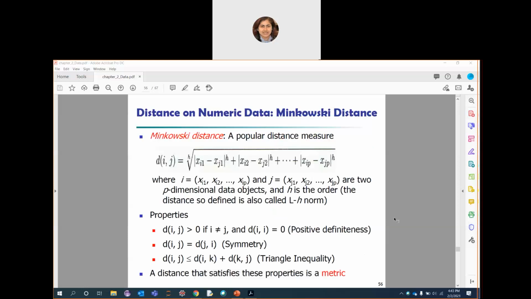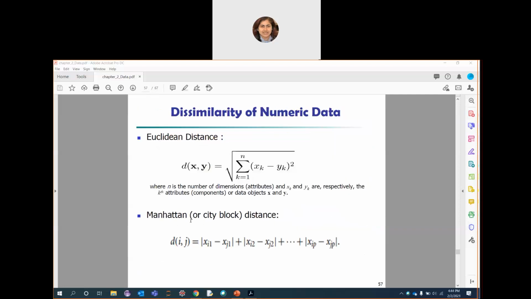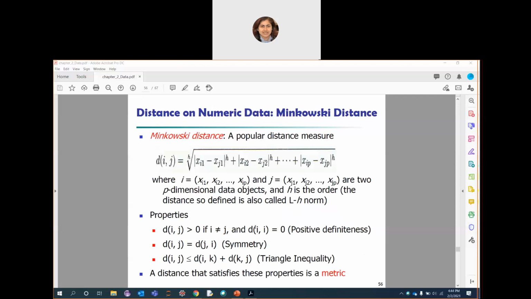Okay, next, moving over to distance on numeric data. That was distance on binary data. Now, if you have numeric data, what happens now? There are different types of very famous distances: Minkowski, Euclidean, and then Manhattan distance. So what are the cases?